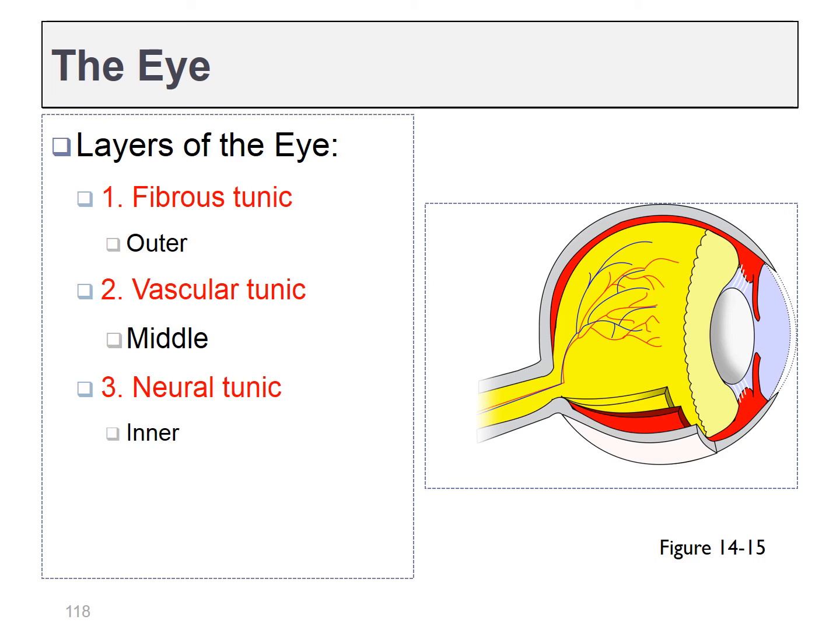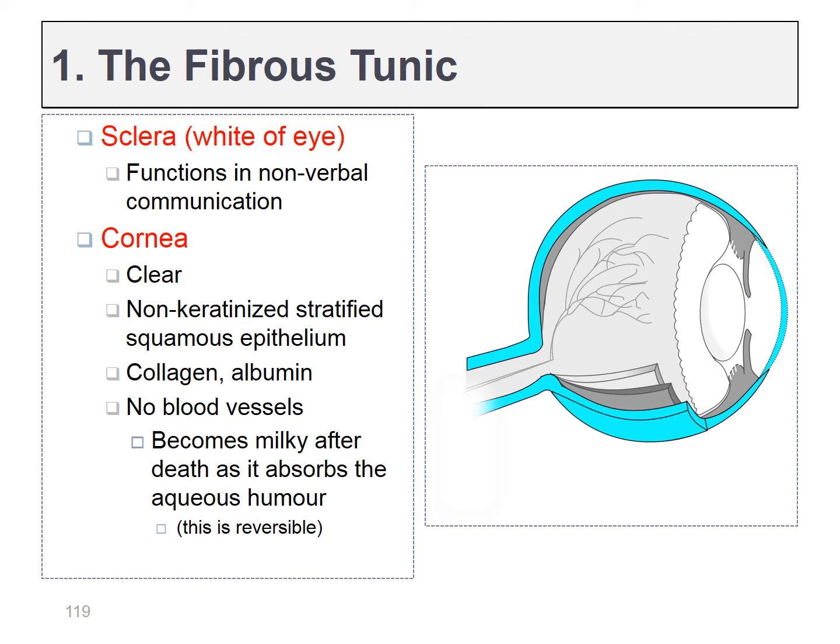The eye itself can be further subdivided into three tunics, or layers: an outer fibrous tunic, a middle vascular tunic, and the innermost neural tunic. Let's start with the outermost, or the fibrous tunic. This includes the sclera, which is the white portion of our eyes.